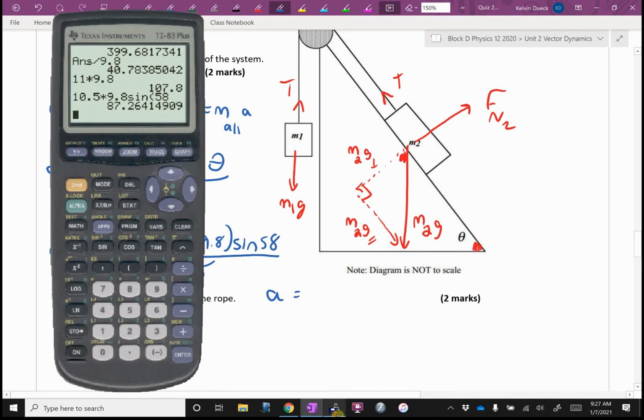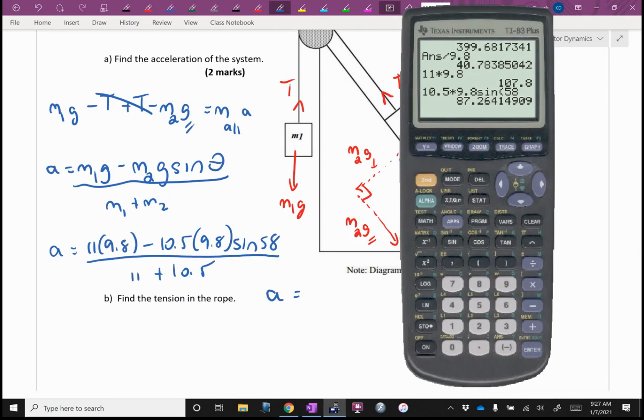A is going to be a fraction, brackets around the top. 11 times 9.8 minus 10.5 times 9.8 times sine 58, divided by brackets around the bottom, 11 plus 10.5. Close off the bottom. That's a typo, Mr. Duick. I caught it as I hit enter. I would have also caught it because I got a negative acceleration. I would have freaked here. Something's wrong.